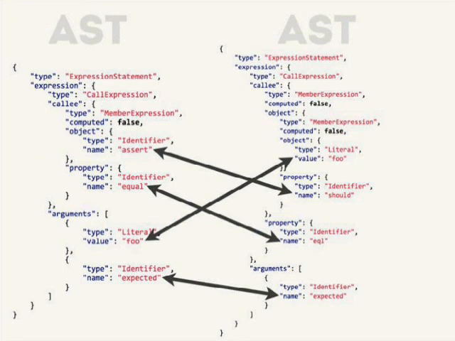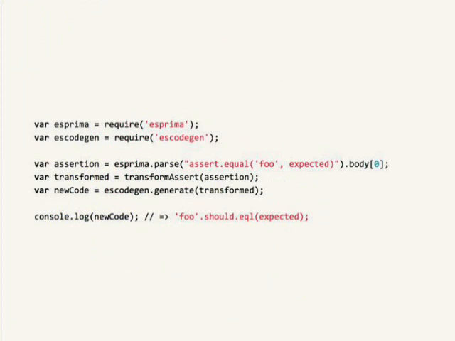So we're going to use two libraries primarily to do this. One is Esprima, that parses your code into an AST. And then the other one we're going to use is ESCodegen. ESCodegen takes an AST, which is just JavaScript objects, just like any other JavaScript objects that you use, and it generates textual code from it.